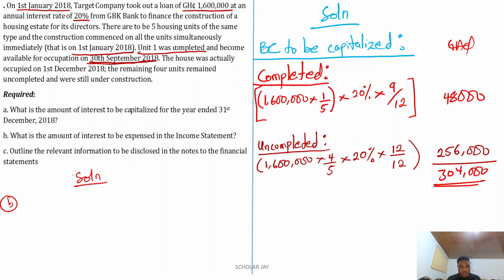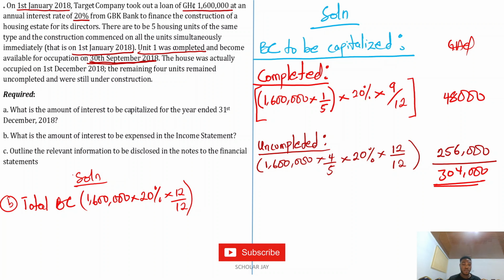I hope it's making sense. So we are going to calculate total borrowing cost. And that will be 1.6 million times 20%, times 12 over 12. Because this 1.6 million, we are calculating the total borrowing cost for all those 5 houses. So that's the entire amount. So we are going to have 1.6 million times 20% times 12 over 12. And we are getting 320,000.